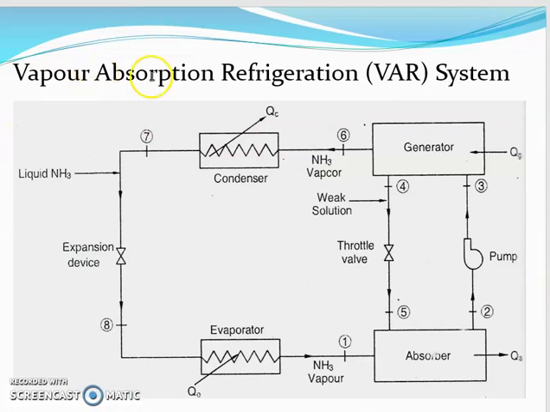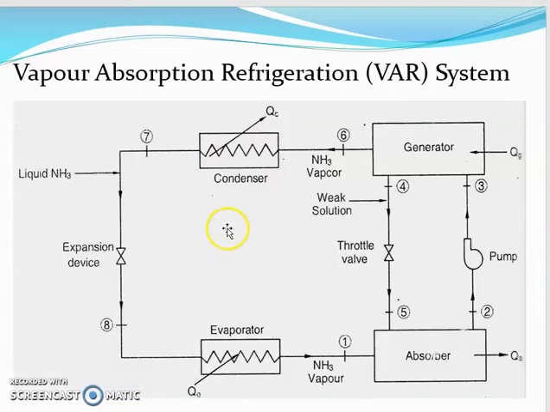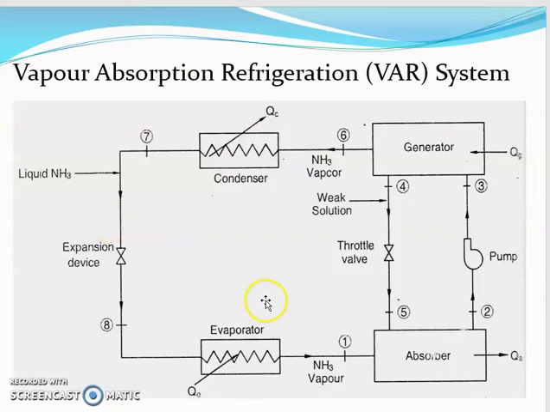Now we'll discuss VR system. If you carefully notice both these diagrams, these three components, evaporator, condenser, and expansion valve, are the same. Evaporator, expansion valve, and condenser are the same in both circuits. The difference comes from this point of view only. The compressor in VCR system is replaced with an assembly of absorber, pump, generator, and throttle valve.